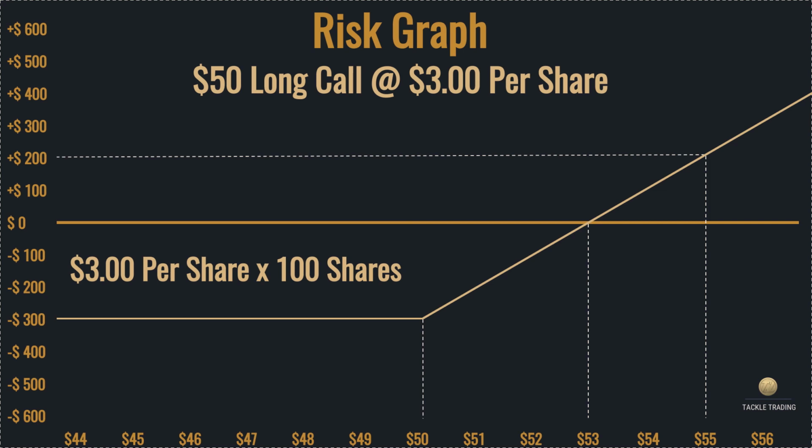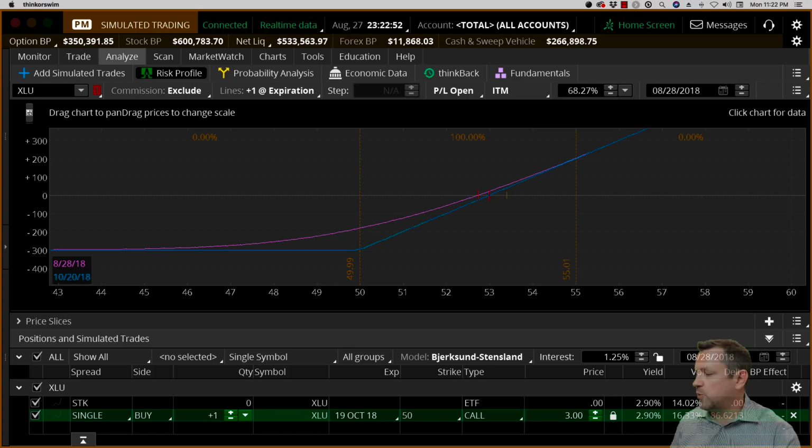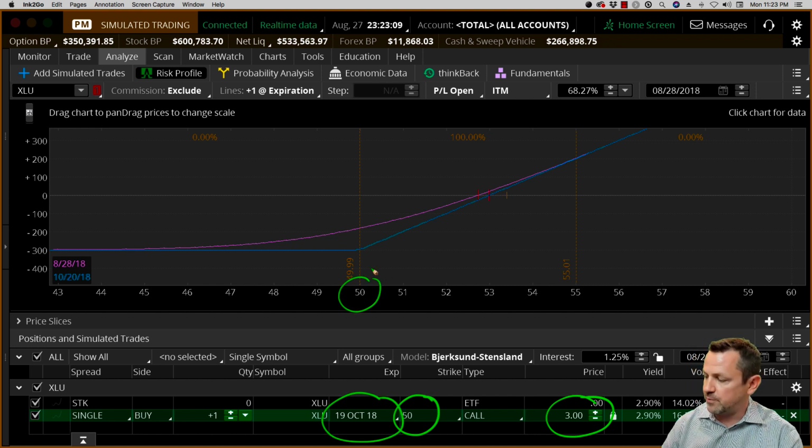Now, if we were to look at this in a real-life example inside of a trading platform, here I've got an example of the XLU, which is trading near $50 a share. We have the right to buy the stock at 50. So here is a $50 call option that costs $3 per share. It's good till October. We have that $50 strike price, and that's right where the graph bends. The break-even point is up here at 53. The maximum risk is $300. We have unlimited upside potential between now and the third Friday in October when those options expire.